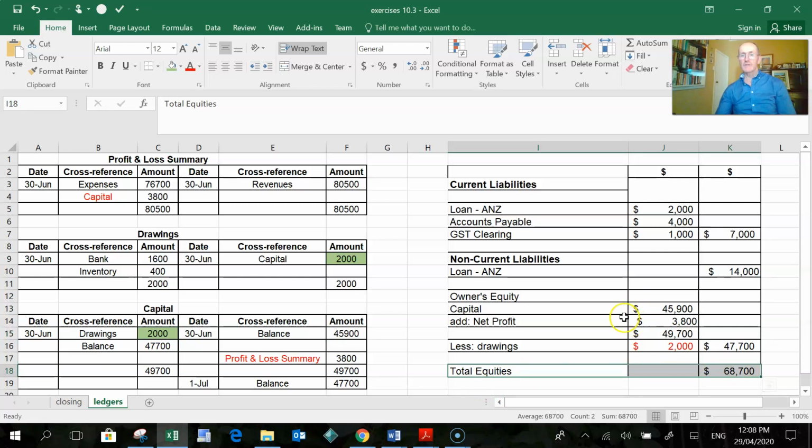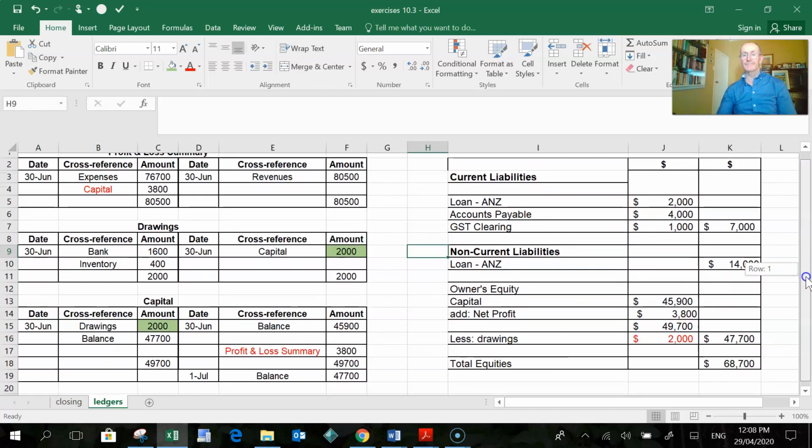So you have claims on the assets by external equities, that is liabilities. So they have the first claim on the assets. What is left over is the owner's claim on the assets. Right? So the 47,700. So equities represents the total claim on the business assets split between external liabilities and internal, the owner. Right? So that's your equities section.